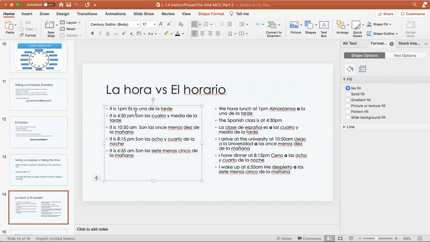Now, are you noticing here we have es because we're indicating 1 p.m. Here we have son because it's 4. Here we have son because it's 11. Here we have son because it's 8. And here we have son because it's 7. I want you to keep this in mind.